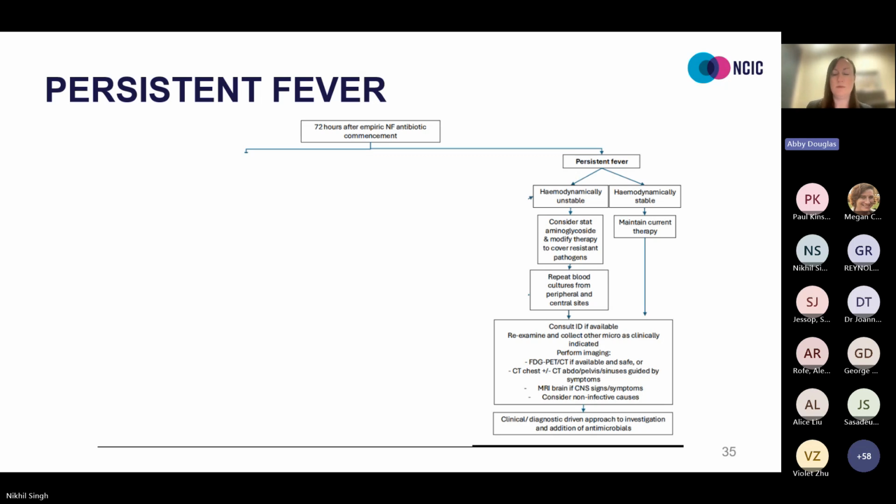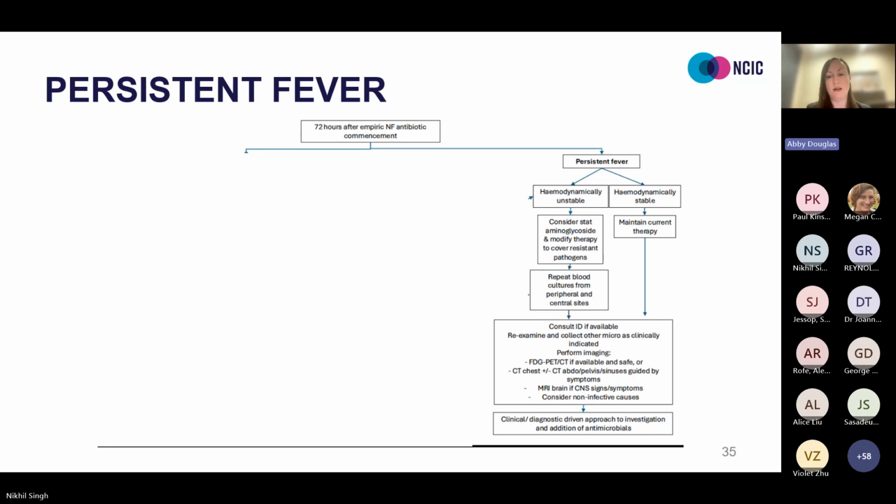The next scenario would be, of course, like the patient we had in our clinical scenario I mentioned, that if they have persistent fever. And this is dichotomized by whether the patient is stable or unstable. If the patient is stable, we suggest to maintain the current therapy and not to escalate, but we certainly suggest to consult ID, re-examine, collect appropriate microbiology based on clinical suspicion, and then certainly if there's ongoing fever, would consider imaging to look for invasive fungal infection and other undetected infection.